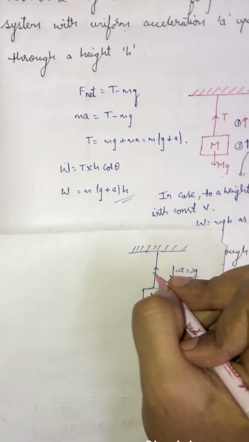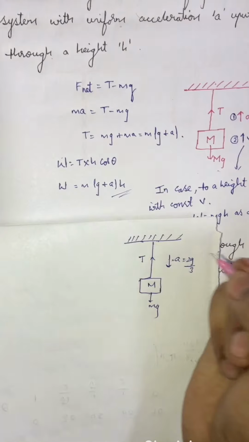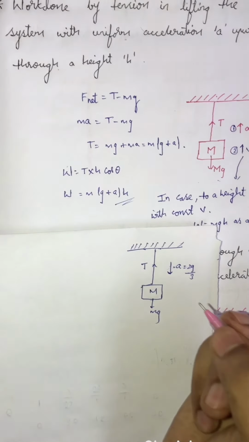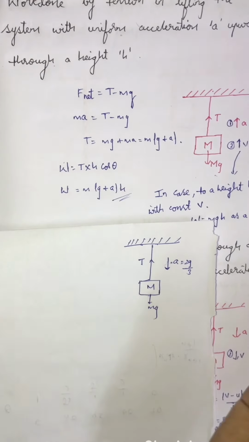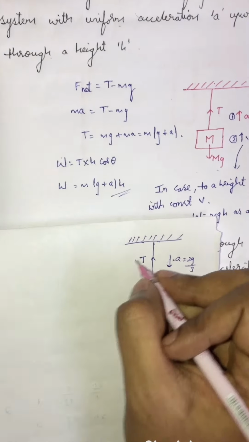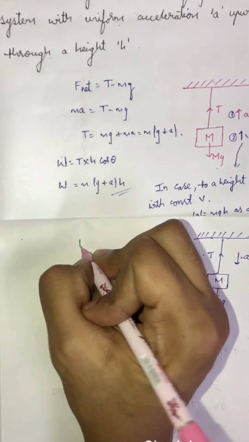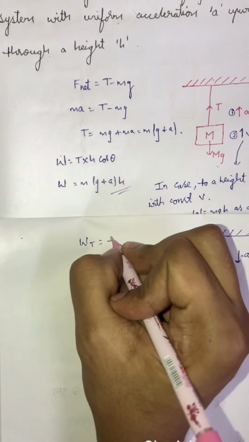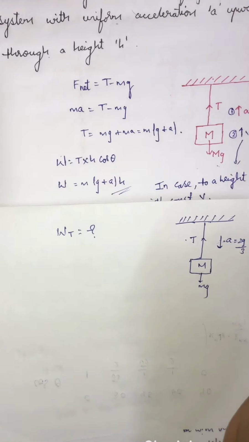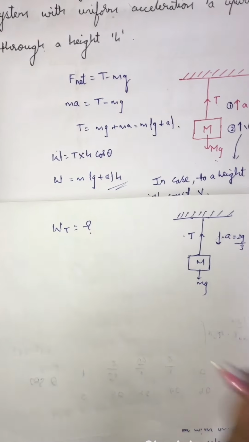Find the amount of work done by tension. The block moves a distance of d. That's fine. So he asks you to find the work done due to tension. The acceleration is equal to 2g/3, where the block is moving in the downward direction, with a displacement of d.